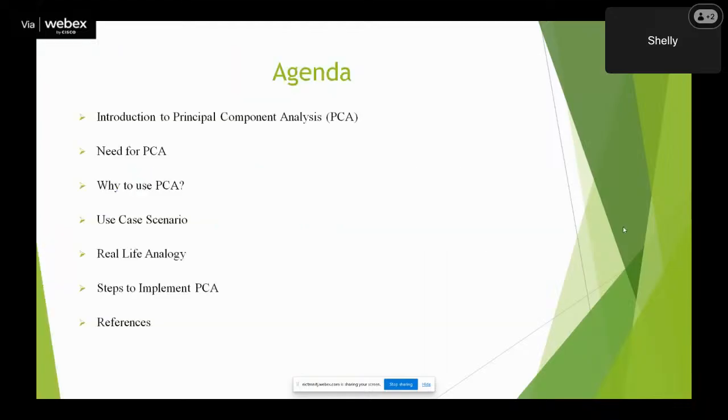I'll start. I'll first give you an introduction of the principal component analysis. Then I'll talk about the need for PCA, and why to use PCA. Then I'll discuss a use case scenario and a real life analogy. Then I'll go through the steps used to implement PCA. Along with the steps, the code you have to write in Python will also be demonstrated, and finally followed by the references.